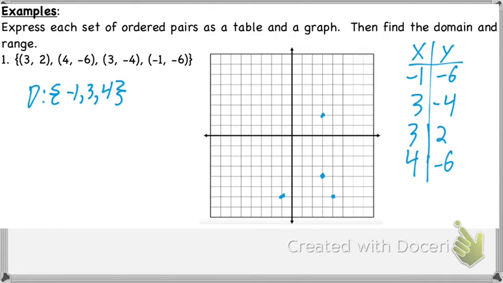Can somebody help me out with the range? Okay, Reagan, go ahead. -6, -4, and 2. And we do an R colon with our braces, okay? Questions on this one?